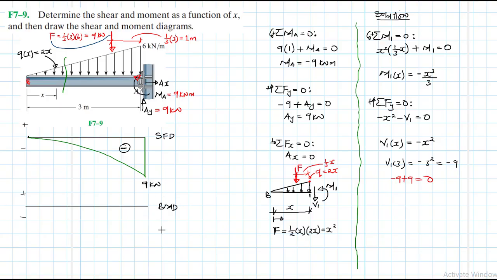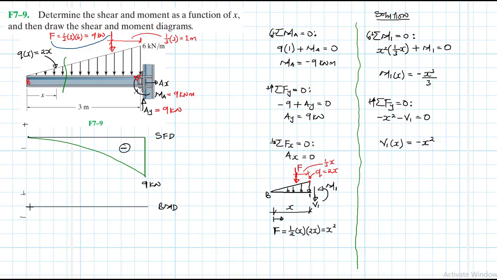What about the bending moment diagram? If shear itself is increasing in the negative direction, what do you think will be the slope of the bending moment diagram? It is also going to be increasing. This slope will be increasing in the negative direction. Yes. We have an equation, and this equation is minus x cubed divided by 3.